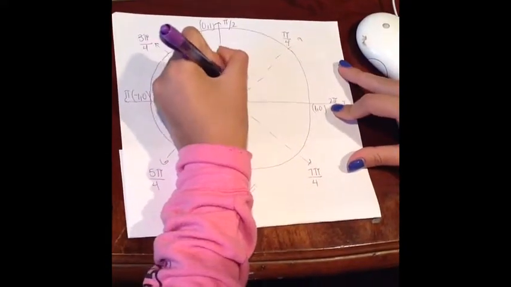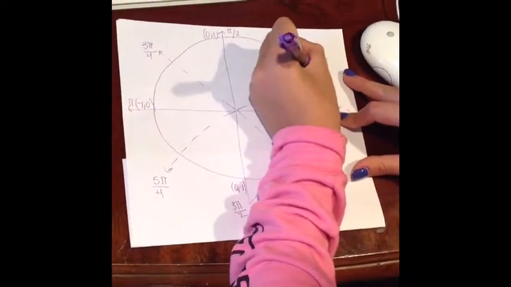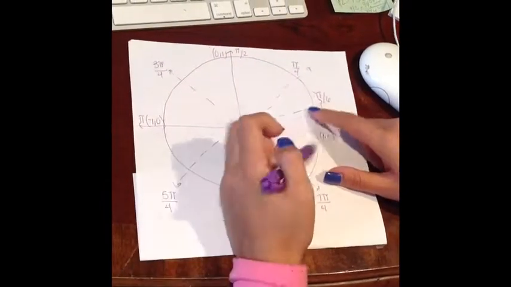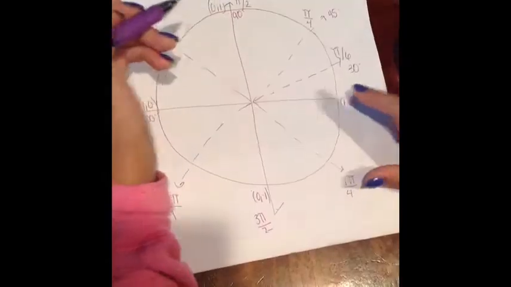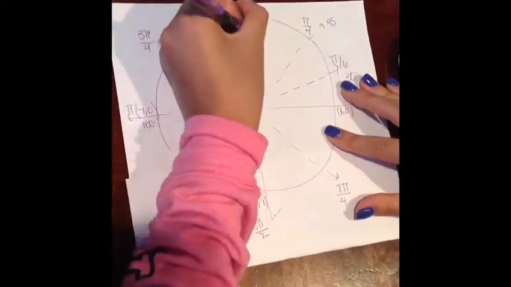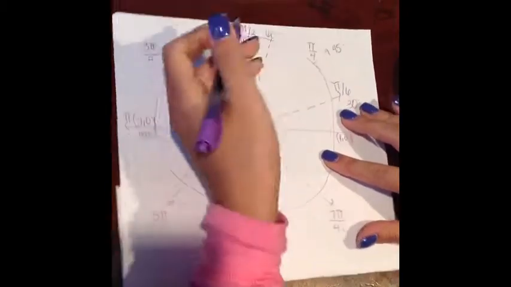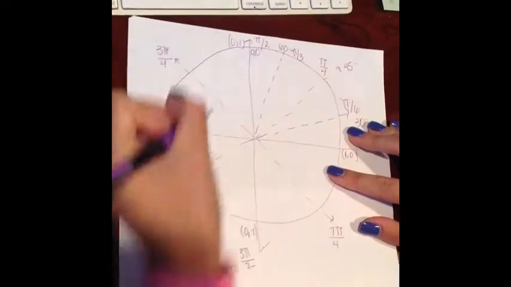Now we can do the same thing with the smaller angles. This is pi over 6. That's equivalent to 30 degrees. You take 180 and divide it by 6. Okay, now we do the same thing. This is 60 degrees, and that corresponds with pi divided by 3.